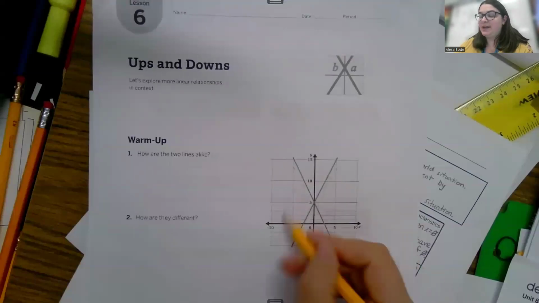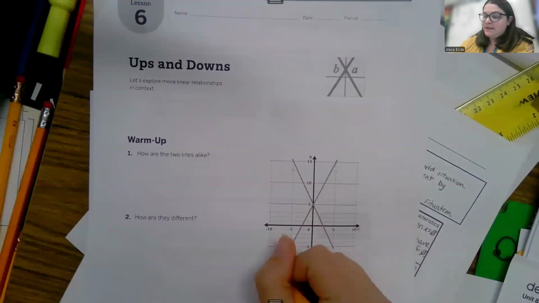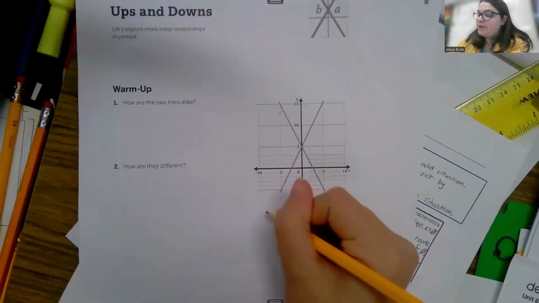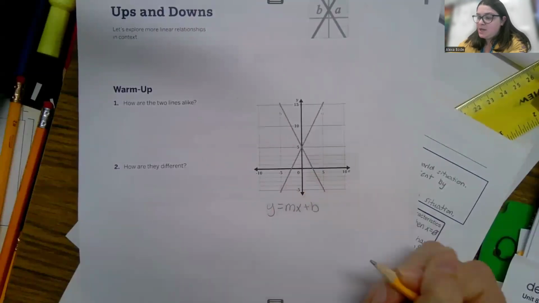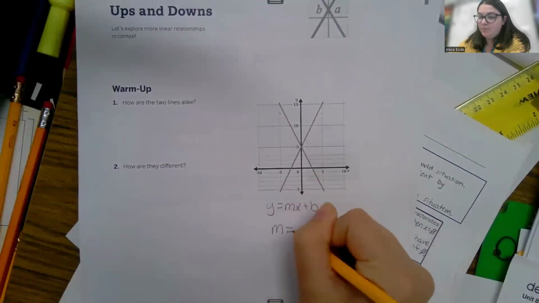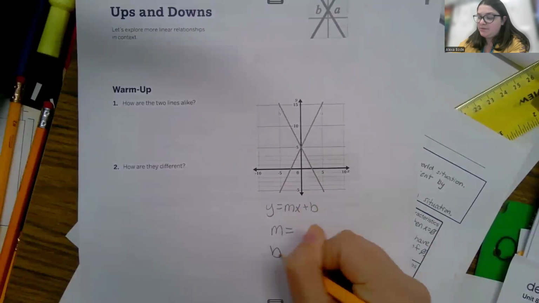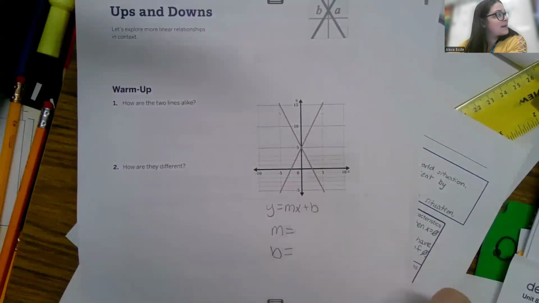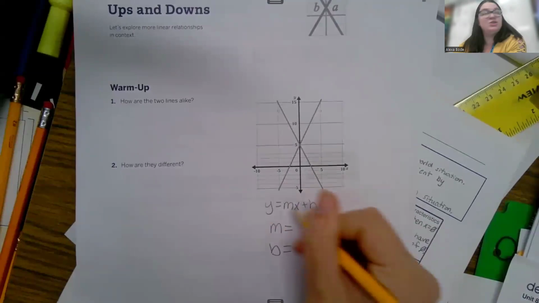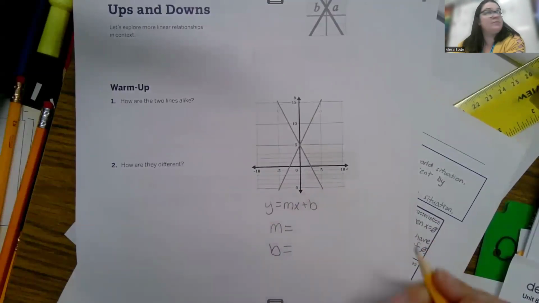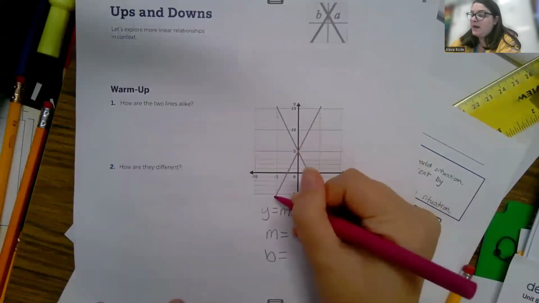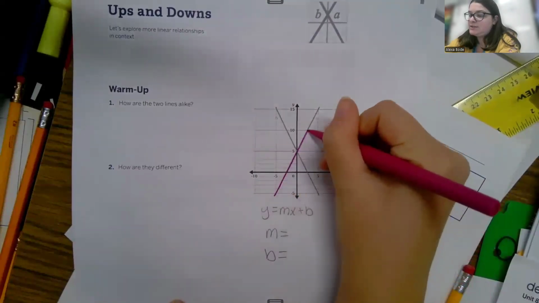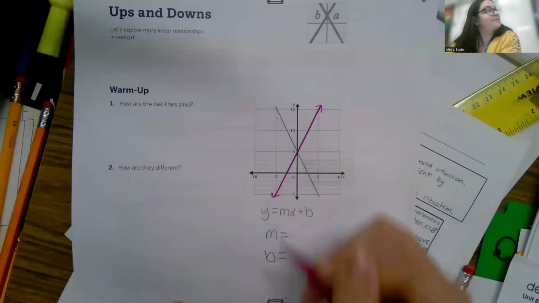So when we're looking at a graph, again, our equation that we are writing is y equals mx plus b. So we want to find our slope, or our m. We want to find our y-intercept, or our b, and then we can just plug those numbers into our equation. So I'm going to focus on looking at this positive increasing line first.